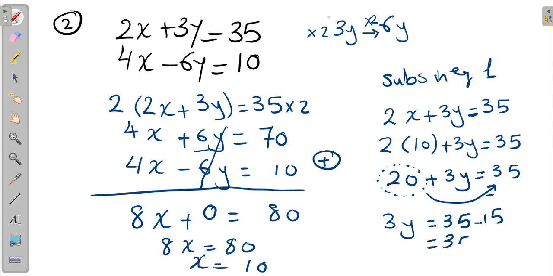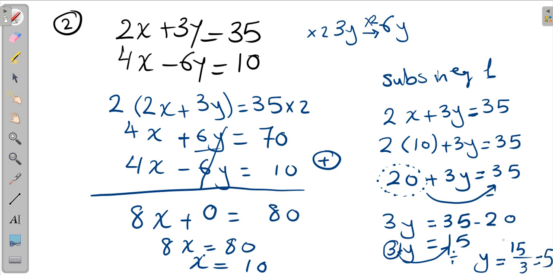Sorry, 35 minus 20 is equal 15. How can you get 1y? 3y means 3 times y, so you send 3 to the other side by dividing. y equal 15 over 3 equal 5. Then x equal 10 and y equal 5.